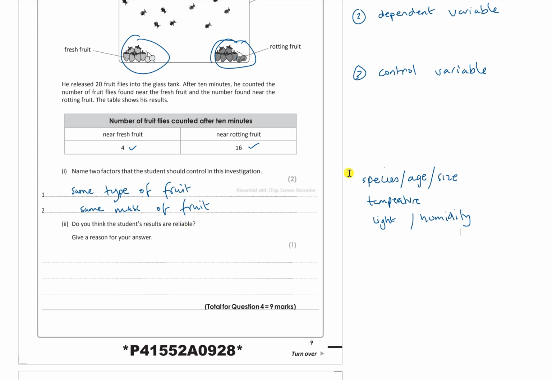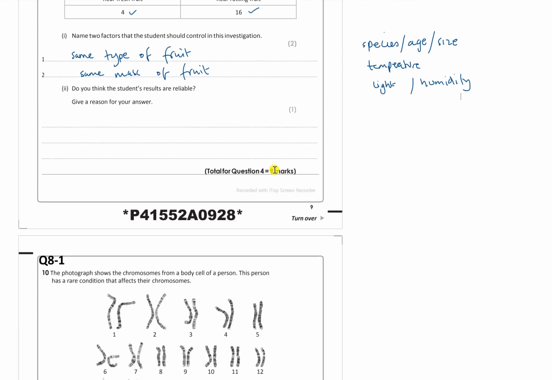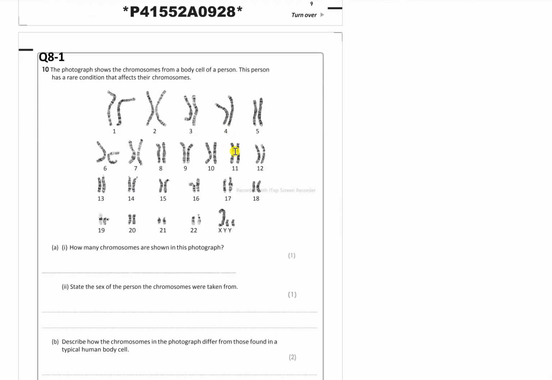Right. Is the result considered to be reliable? Again, there's two ways you can answer this. You can say yes, because he used many flies. Or you could turn around and say no, he did not repeat it. So they're both right. It's only one marker.